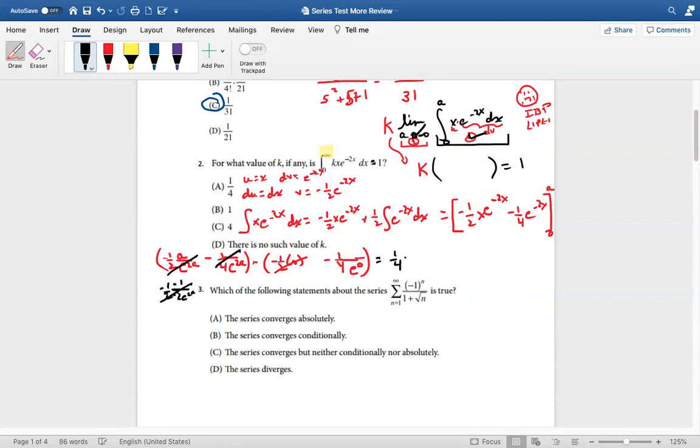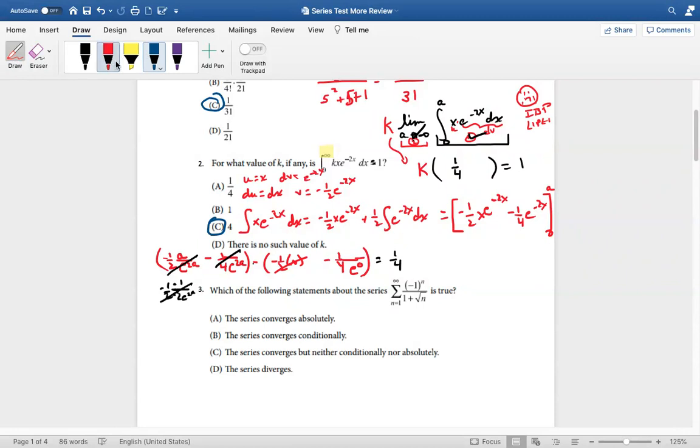Done the limit part, so step 2 is done. And I can plug 1/4 into here, solve for k, and k is equal to 4. That took me longer than 2 minutes. The next problem is going to take me longer than 2 minutes as well.